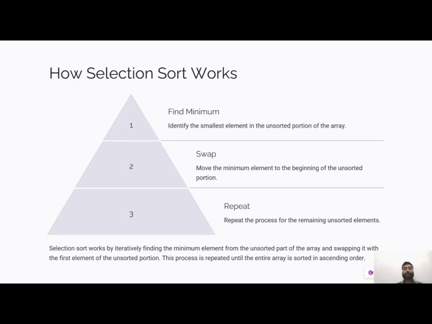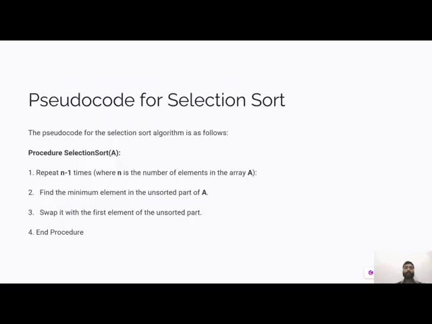Selection sort works by iteratively finding the minimum element from the unsorted part of the array and swapping it with the first element of the unsorted portion. This process is repeated until the entire array is sorted in ascending order.